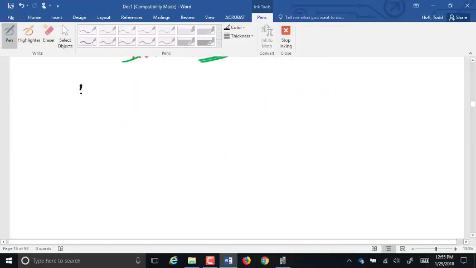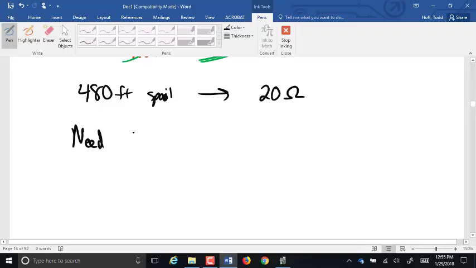So same type of thing. We have a 480-foot spool that rates at, no idea, let's say that it rates at 20 ohms total. You need 100 feet of wire. What resistance is that going to be?